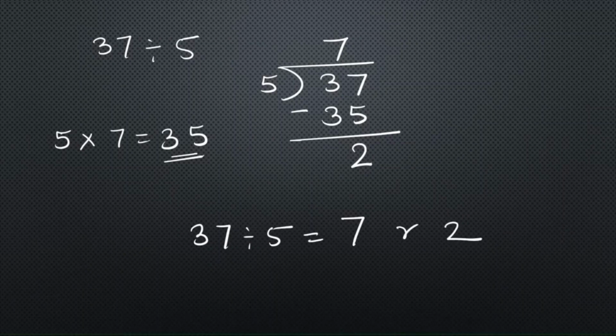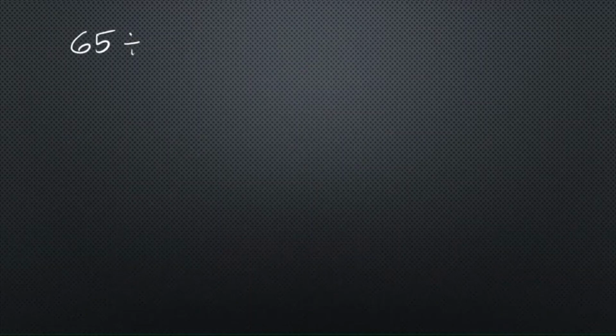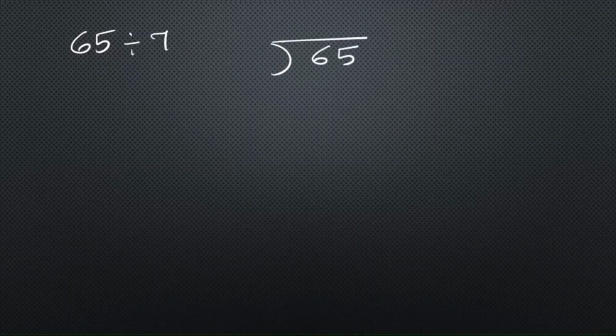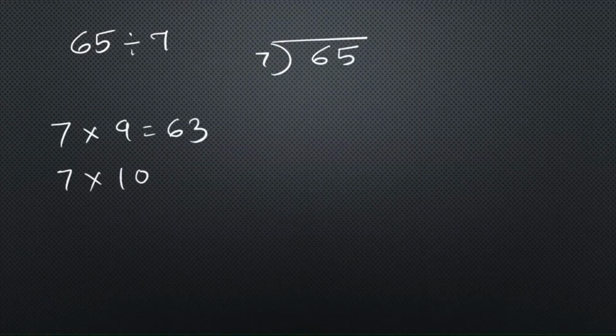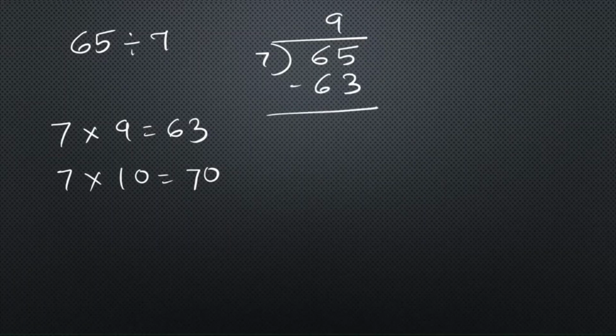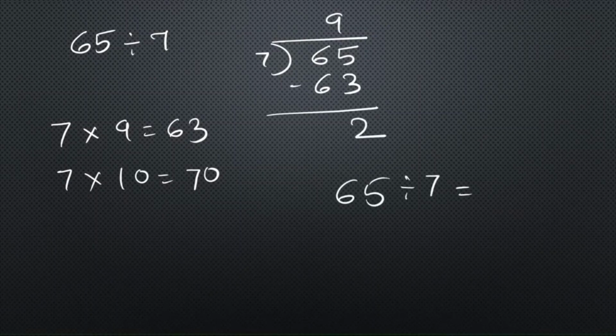Let's have one more example. 65 divided by 7. So rewrite this example in this format. So 65 divided by 7. 7 times 9 equals 63 and 7 times 10 equals 70. So 63 is less than 65 and it is more near, that's why we write here 9. So 7 times 9 equals 63. Now subtract this one and we get 2. So 65 divided by 7 comes as 9 with remainder of 2.